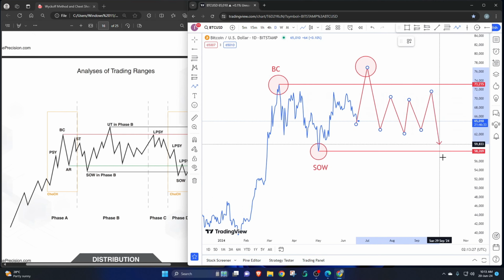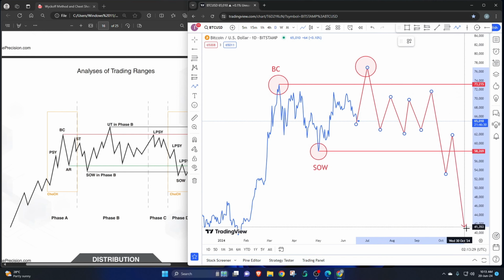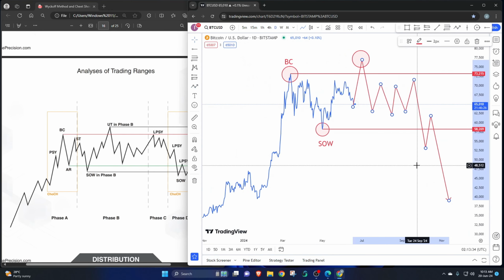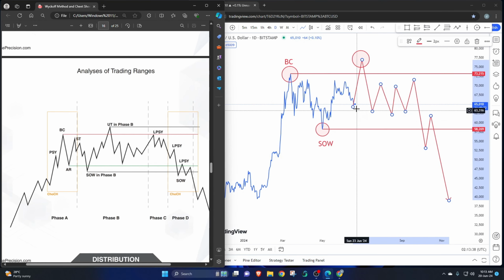This is just my 2 cents. Please do your own research. Let me know in the comments what you guys think about it. Let's compare it side by side. This can happen. I'm not saying that it will happen, but this can happen.